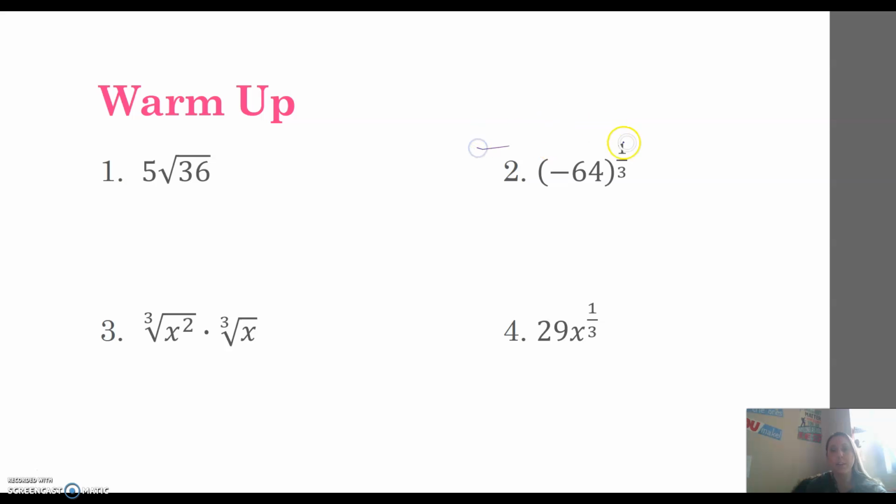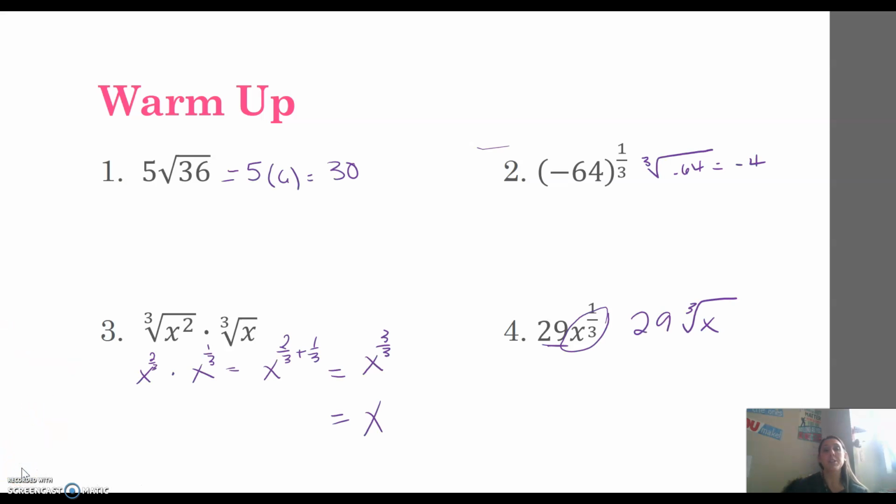Where's mine? There it is. Go from exponential form to radical form. So remember, radical form has a radical in it. Or maybe go from this radical form to exponential form. All right, so go ahead and try this. I'm going to put the answers in a couple minutes, but go ahead and hit pause and try it.